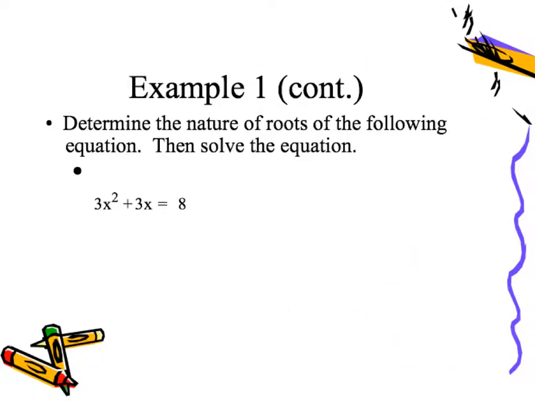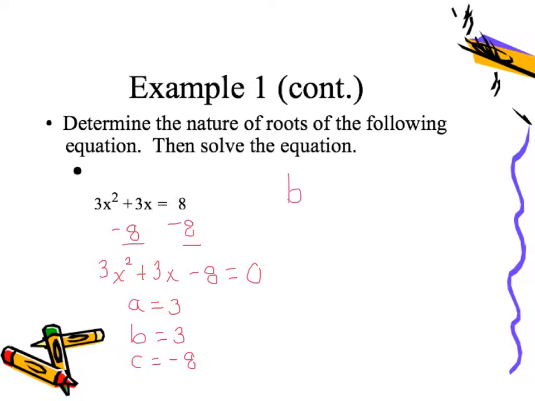Now in this example, we're asked to do the same thing, determine the nature of the roots and then solve the equation, but it is not equal to 0. So the first thing we have to do is get it equal to 0 by subtracting 8 from both sides. Once it's set equal to 0, identify the values of a, b, and c. A is 3, the number in front of the x squared. B is 3, the number in front of the x. And c is negative 8, the constant.